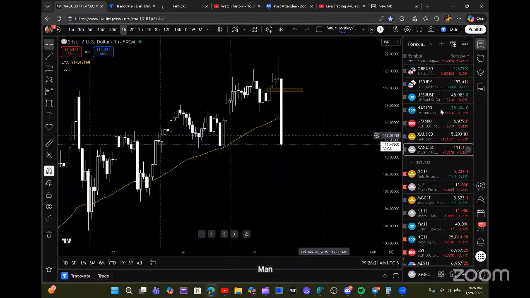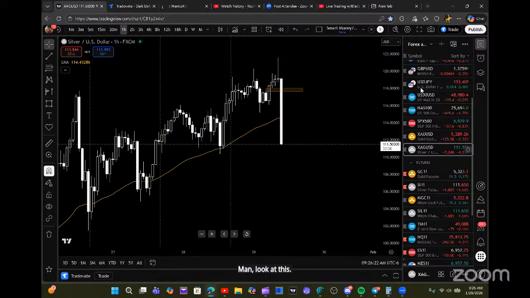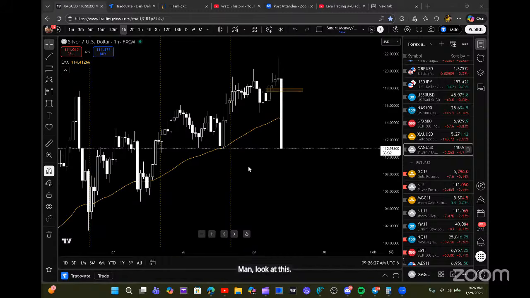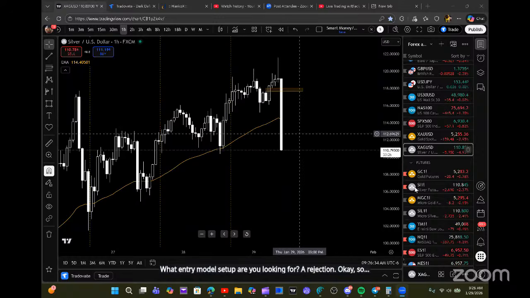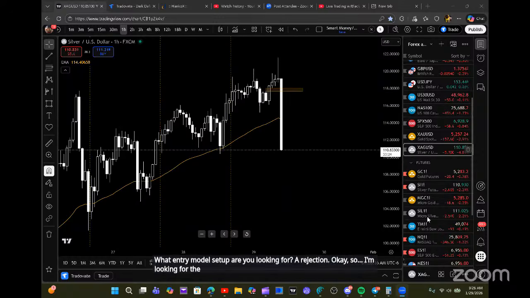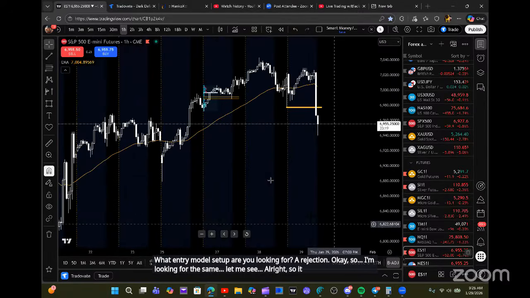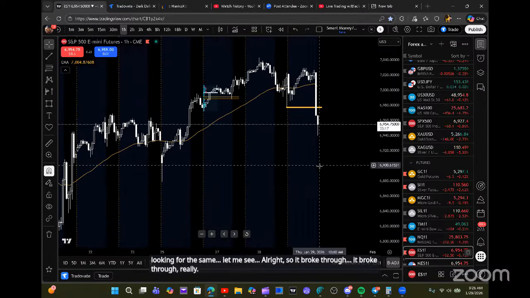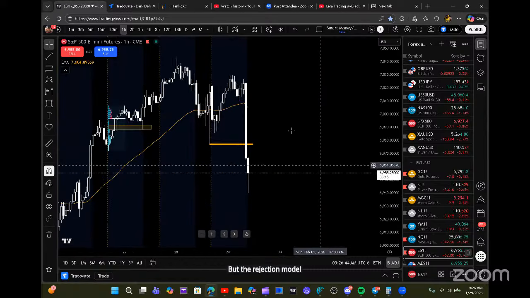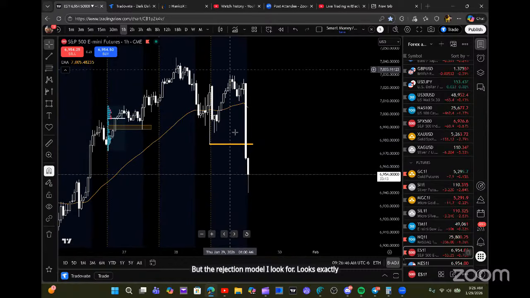Man, look at this. What entry model setup are you looking for? A rejection? Okay, so I'm looking for the same. Let me see. All right, so it broke through. It broke through really. But the rejection model I look for looks exactly like how I find the setup.